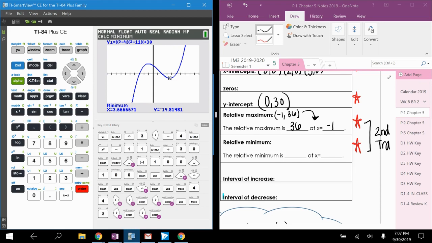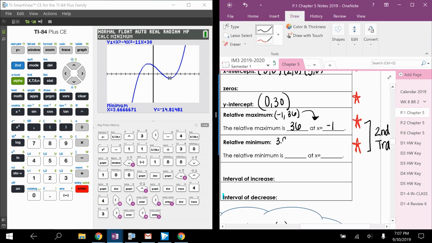So I'm just going to round it. Our relative min is going to be at 3.7, okay, because 3.66 rounded is 3.7, comma, negative 14.8. Now remember, when you're talking about the value, the relative min value, it's always the y value, so negative 14.8. And that's located at the x value of 3.7. Okay.